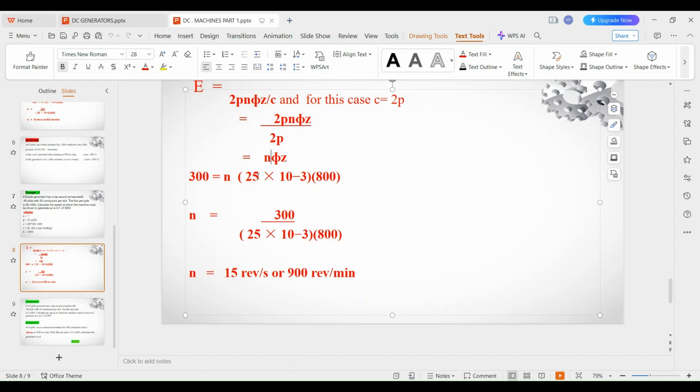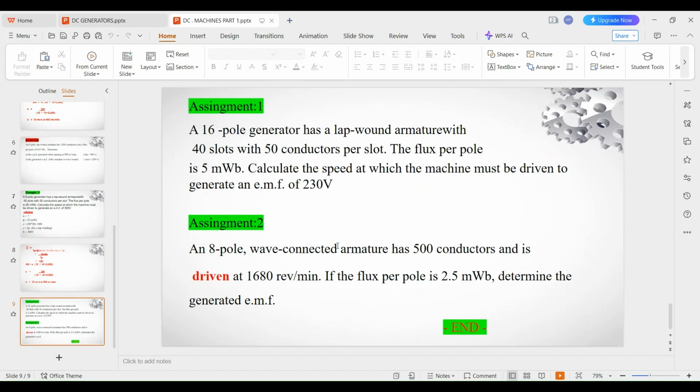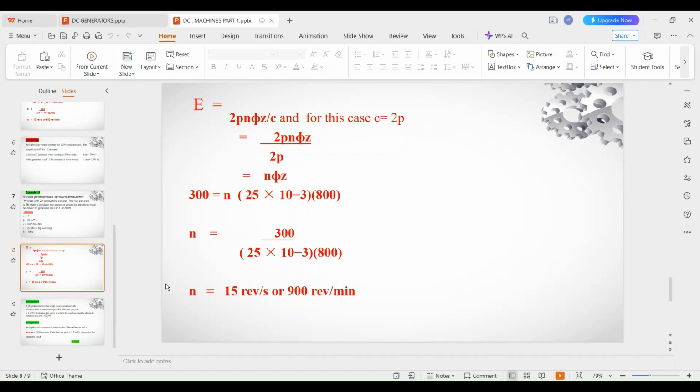And our E is equal to 300. This is E, all of these divided by phi Z. And phi is equal to 25 times 10 raised to negative 3 because it's 25 milliweber. And Z, we have seen it's 800, whereby we multiplied 40 times 20 to get 800. So N will be given by all of this, that is 300 divided by all of this.